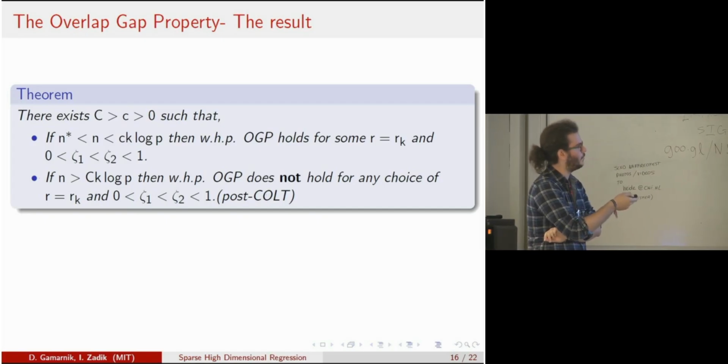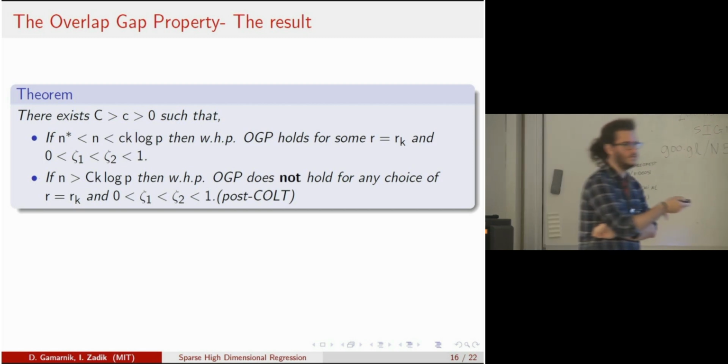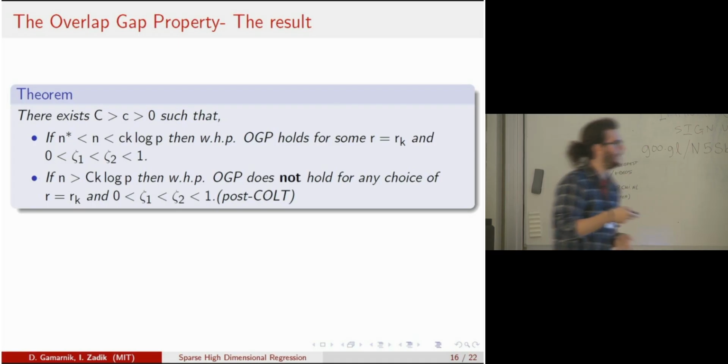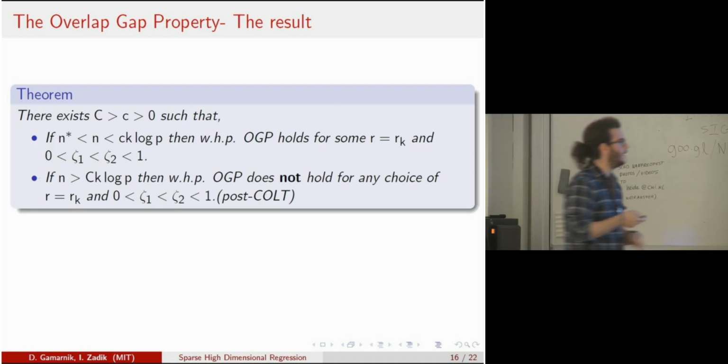But if you are in this regime, we lost the constants, admittedly; here, C is not 2. If you go above this, and actually post-COLT we have proven, and we conjecture in the COLT paper, that this does not hold, finally.